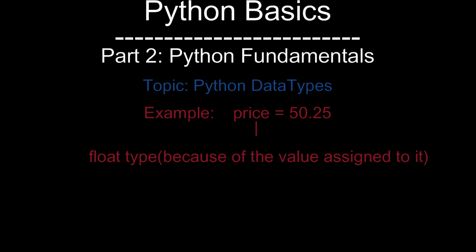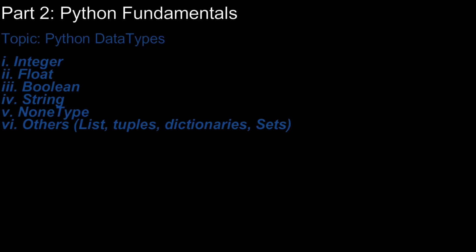So I'm going to take you through the data types available. There are about 10 of them, but in this video I'm going to talk about 5 of them. The other ones, like lists, tuples, and dictionaries, we are going to talk about in the data structures part. In this video, we are going to talk about the very basic ones: integers, floats, strings, booleans, and NoneType.